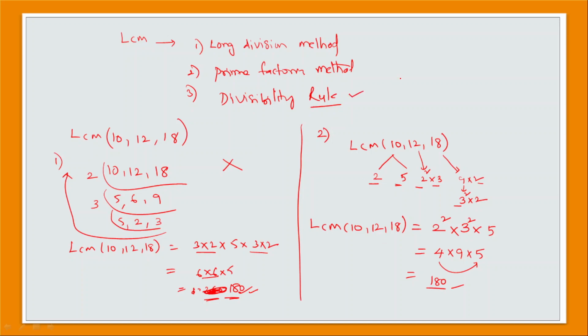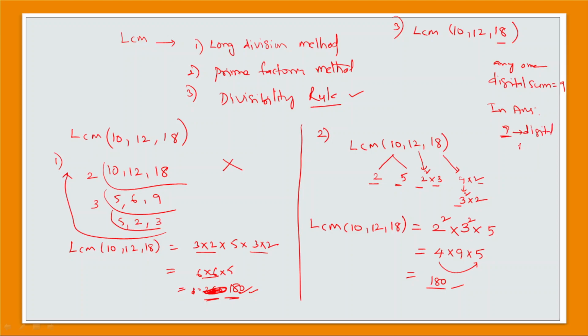So how to solve by using the divisibility rule here? In the given example, the third one, the LCM of 10, 12, 18, we need to look for 9 divisibility if possible. If any one number has digital sum 9, then in the answer also the digital sum 9 will be present.